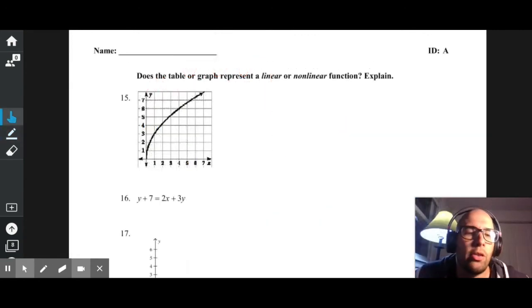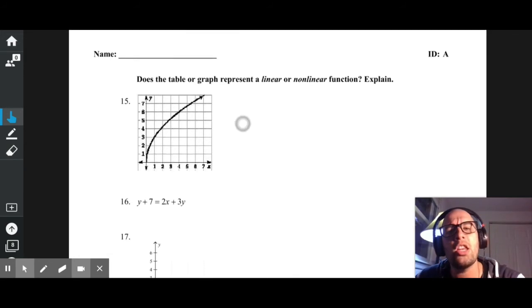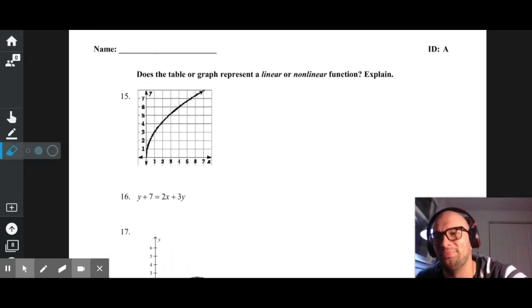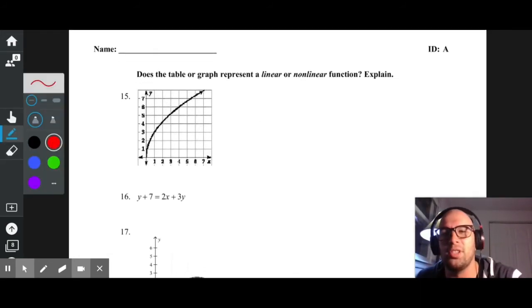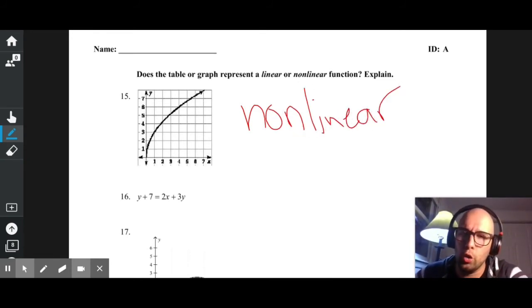All right, on to the hardest problems on the whole packet. Linear or not linear? Well, linear is either a straight line or in the form y equals mx plus b. So, are you a straight line? No. So you're nonlinear. Are you in the form y equals mx plus b?